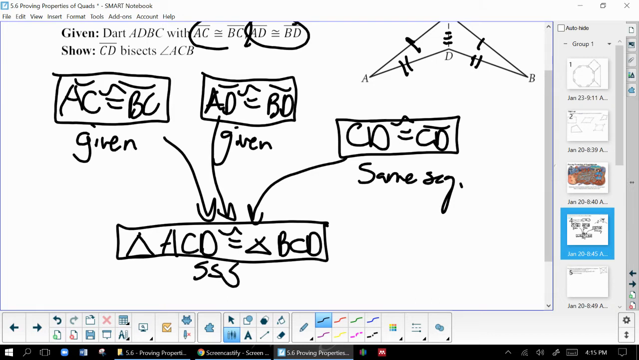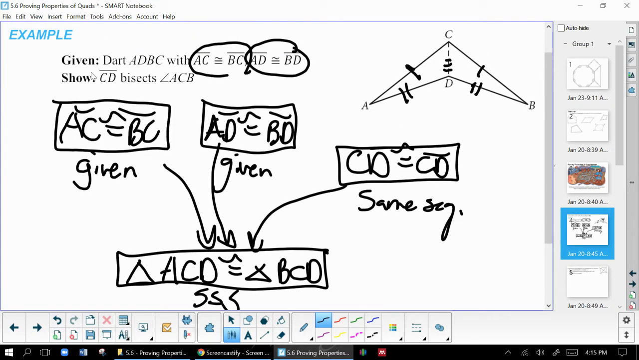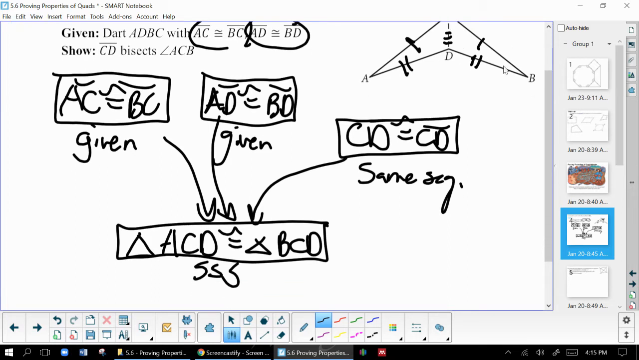Now, when we go to use CPCTC, we do want to think about what we're trying to prove. Our job is to prove that CD bisects angle ACB. So that's this angle up here. We want to prove that it's split exactly in half. So we're proving that this angle here is congruent to this angle here. And that's exactly what we're going to say.